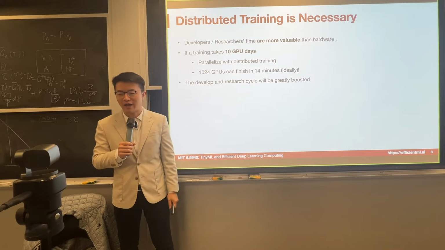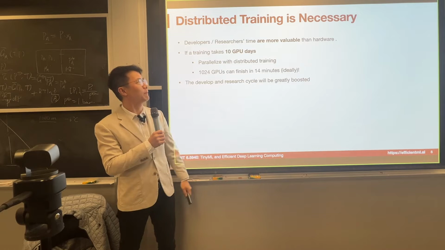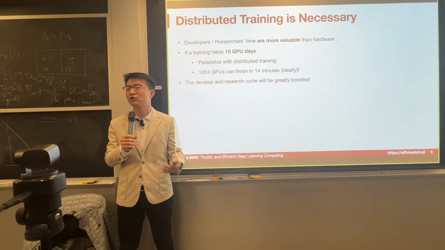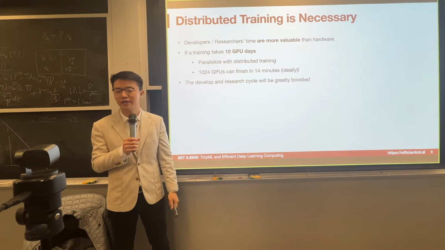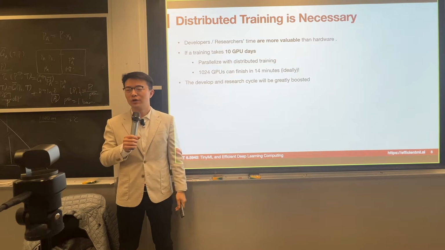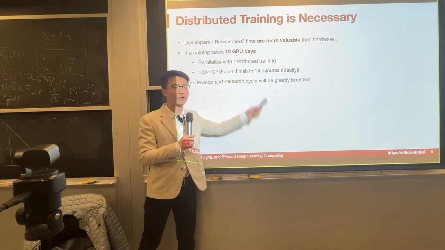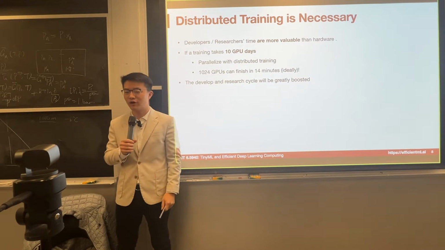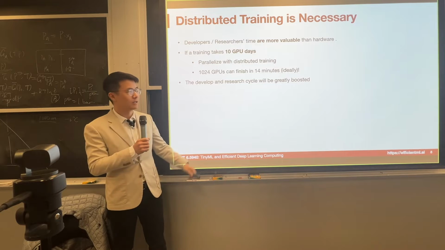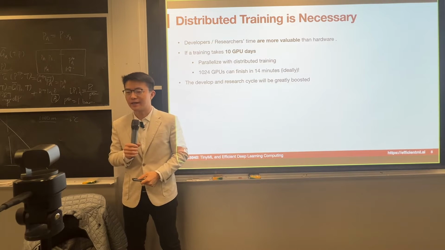So how do we make it faster? Just use more GPUs. If training takes a single GPU 10 days, 10 GPU days, and we can parallelize with 1,000 GPUs, assuming linear scalability, that takes only 14 minutes, like over a cup of coffee. So it can greatly accelerate our design cycle to train these large-scale models.